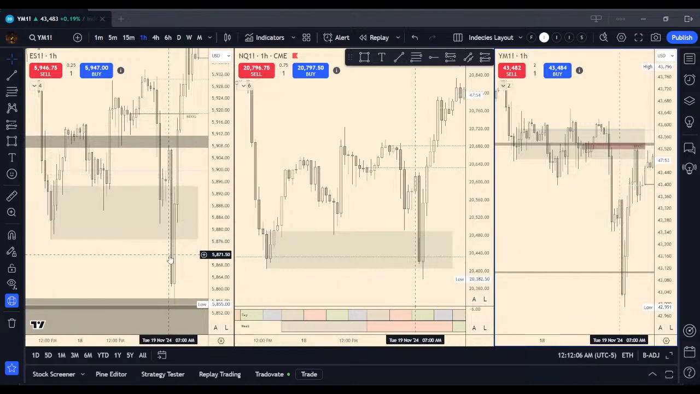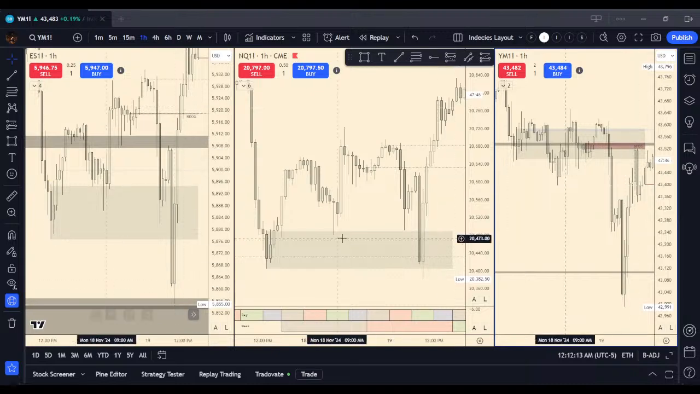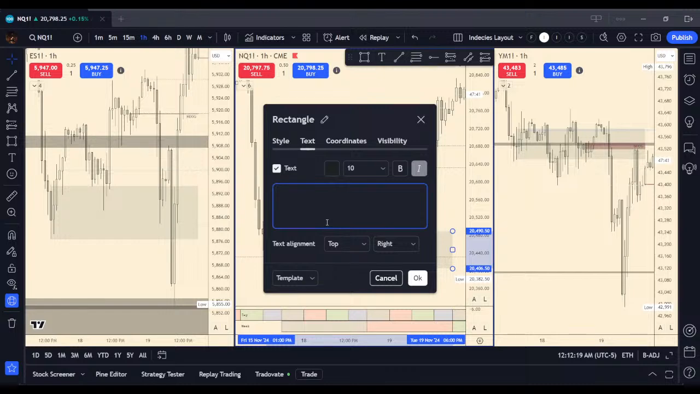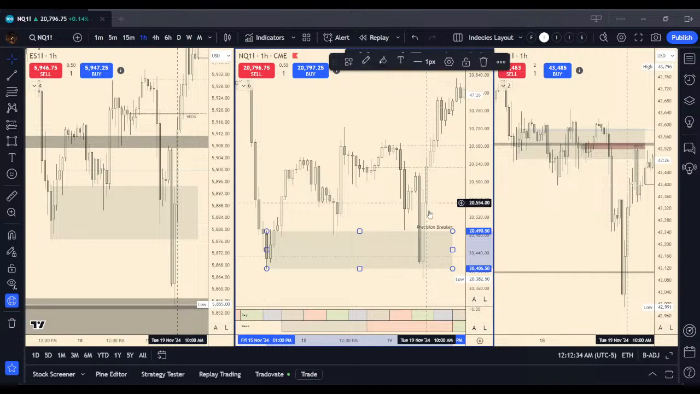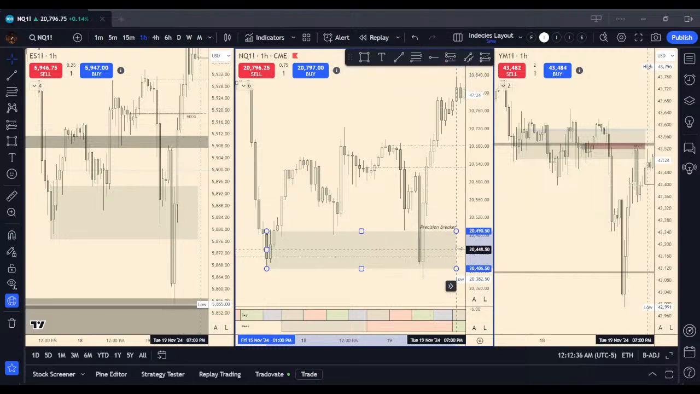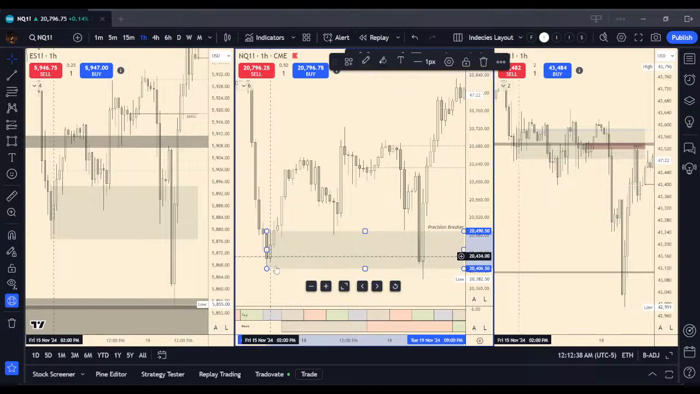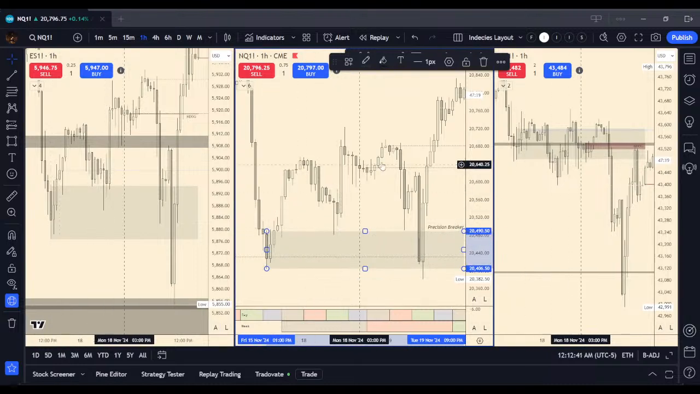Once price closed below it on ES and then opened, price was prime for reversal. So this is a precision breaker, but it's a doubling theory, because you can use it two quarters ahead. I'm sorry, you can reference a precision breaker either one quarter ahead or two.